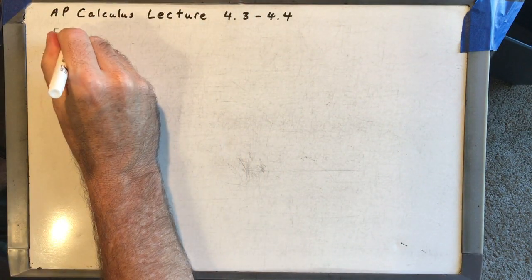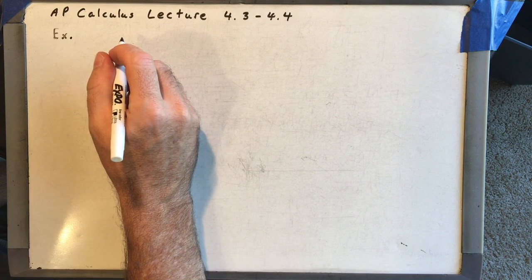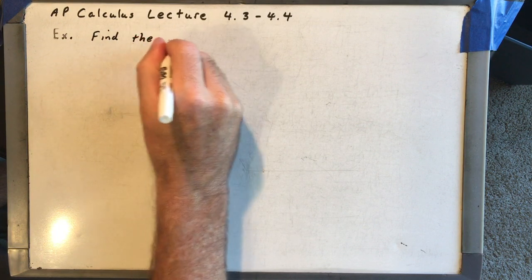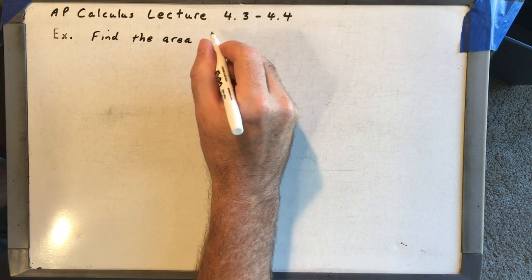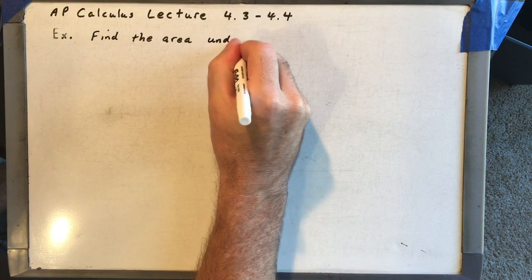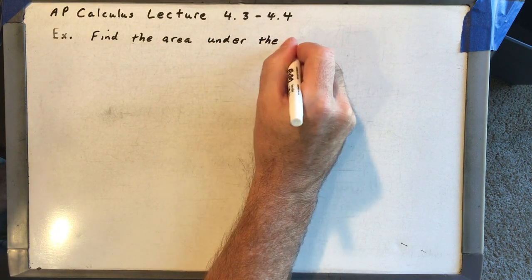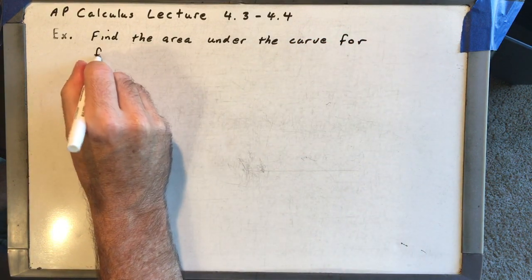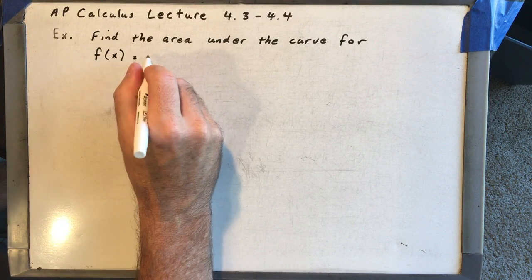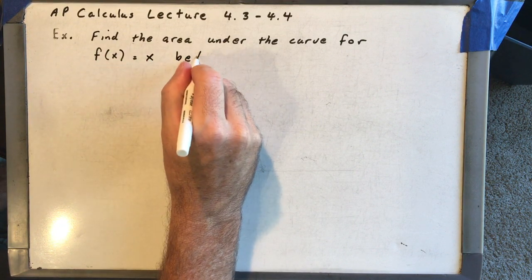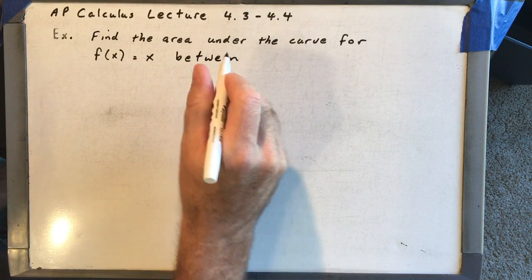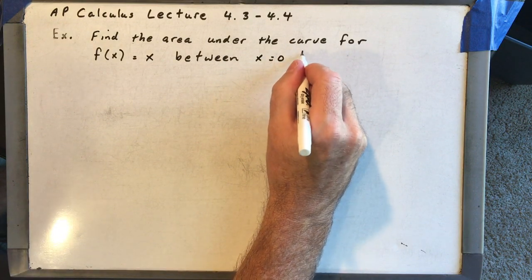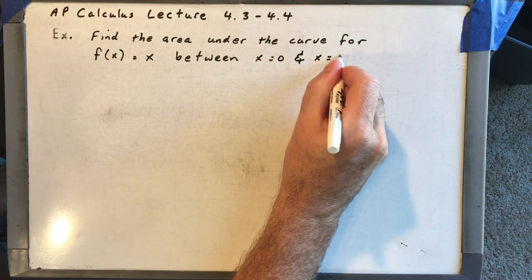We'll try that one. Okay, let's say we have, find the area under the curve for f of x is equal to x. And we want to do this between x equals 0 and x equals 3.